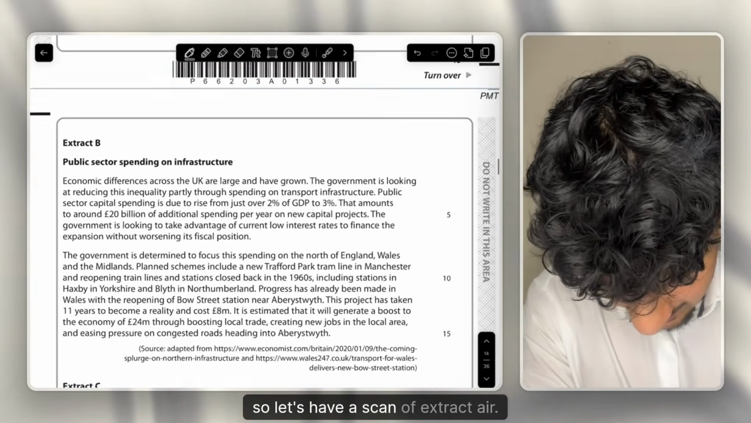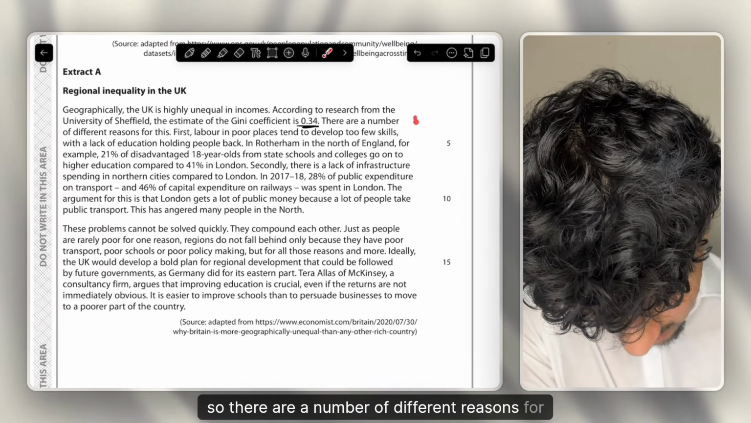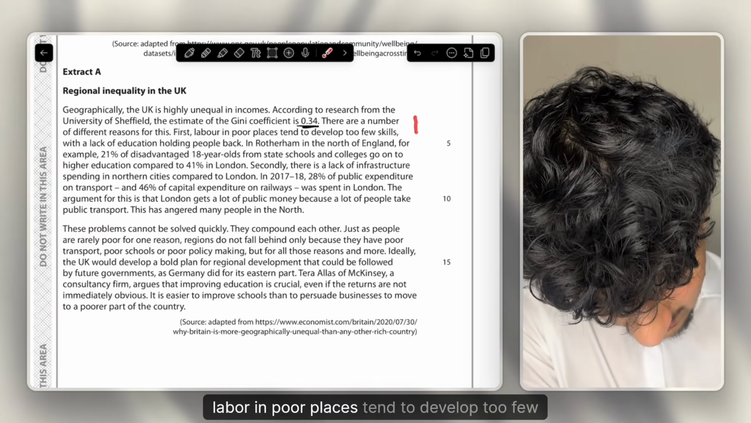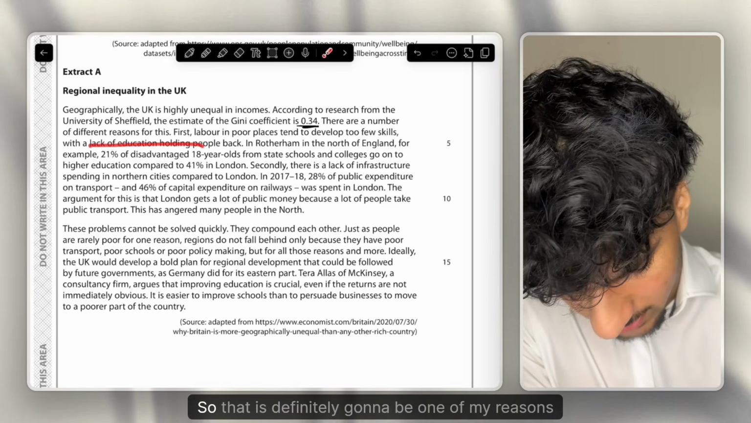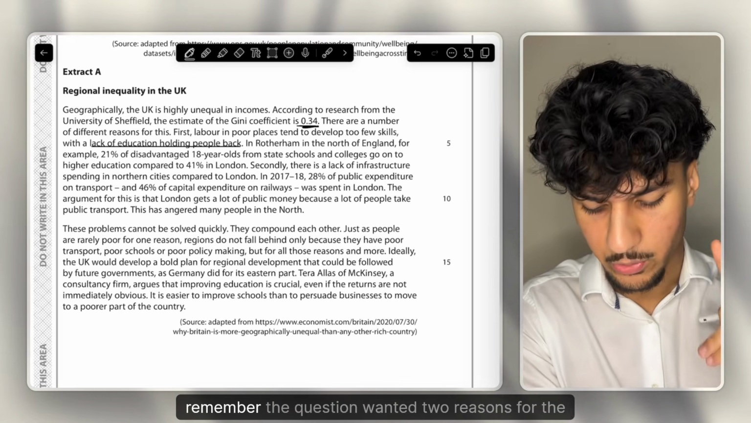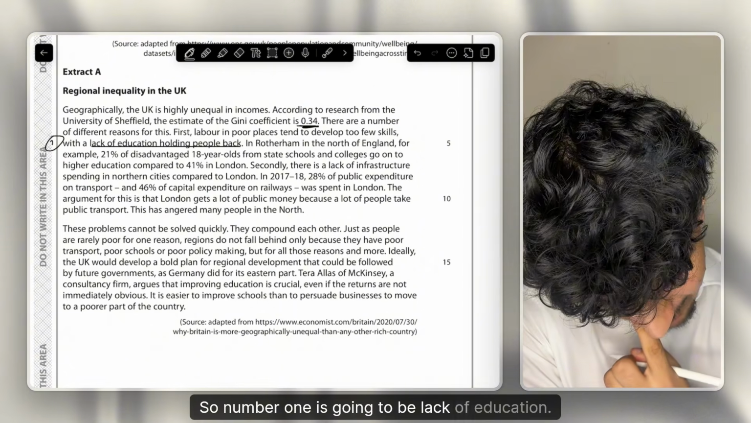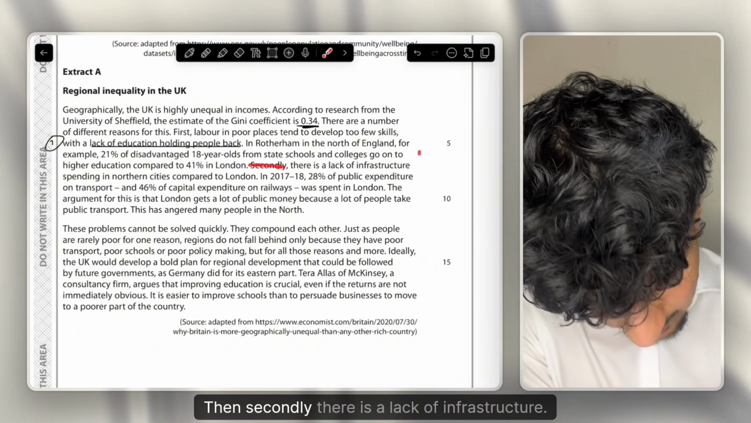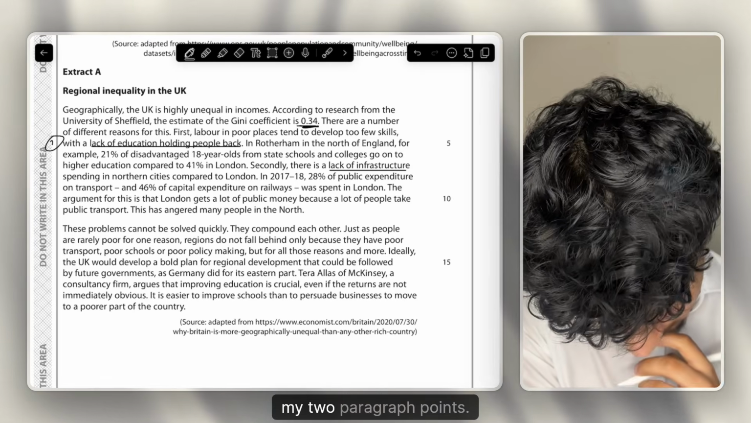Okay, so let's have a scan of extract A, and it said also figure 1. There are a number of different reasons for this. First, labour in poor places tend to develop too few skills with a lack of education. So that is definitely going to be one of my reasons, because that is a decent paragraph I can write on. And remember the question wanted two reasons for the income inequality. So number one is going to be lack of education. Then secondly, there is a lack of infrastructure. So that is all I pretty much need for my two paragraph points.